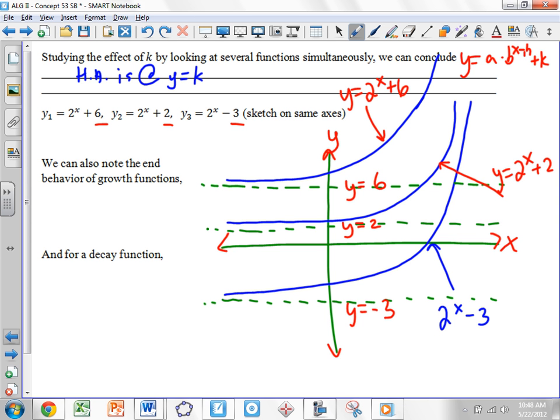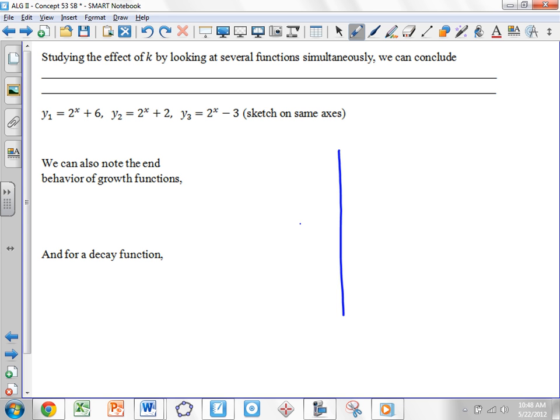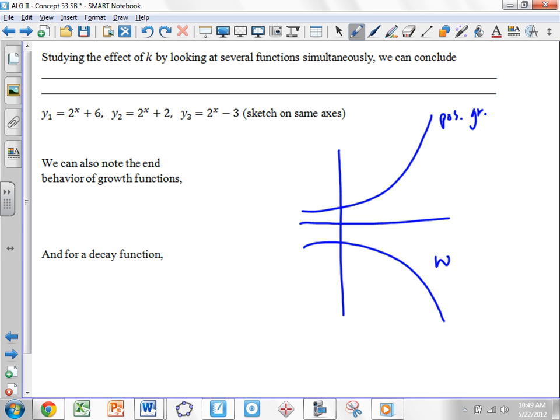Now, what I would like to do next is talk about end behavior and how we can relate this. So let's do this. We can also know end behavior of growth functions. My growth functions, I have 2 possibilities. Let me clear the ink on here real quick. I have either positive growth or negative growth. And that's where that trumpet comes in again. Same shape. So this is positive growth and this is negative growth.